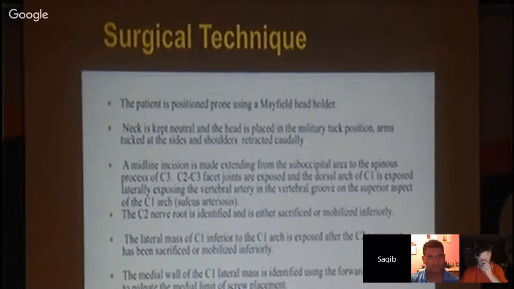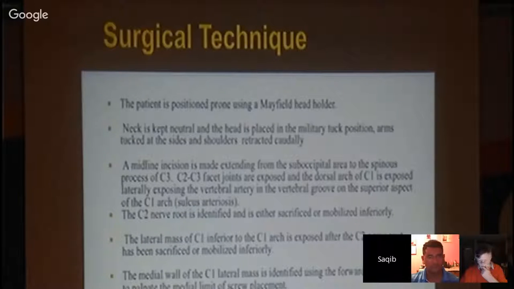Why do you want the neck neutral? Okay, again, it depends on the pathology that you're dealing with. But if it's a simple fracture, then obviously a neutral neck is okay as long as things are reduced. If you're trying to reduce or the pathology is different, you can change accordingly. And so it's a military tuck position, and the arms are tucked on the side, shoulders retracted caudally, you put tapes and retract. A midline incision is made, so we expose the C2, C3 facets, and the dorsal arch of C1 is exposed, and the C2 nerve is identified.